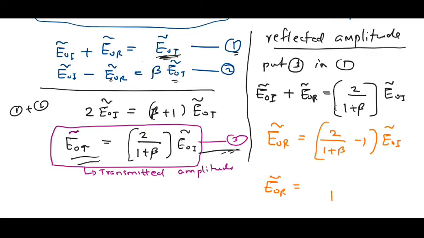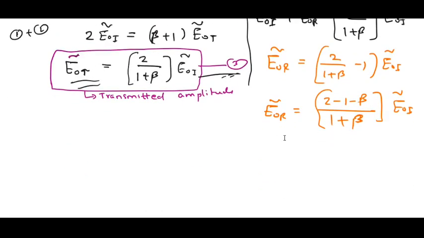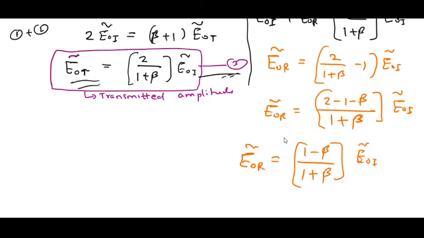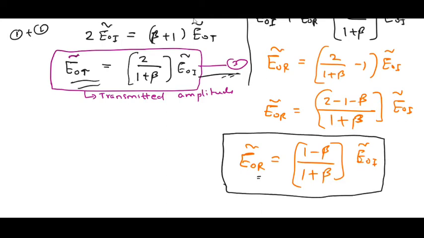E0r is equal to (1 plus beta minus 2) divided by (1 plus beta) into E0i. Then this E0r is equal to (1 minus beta) divided by (1 plus beta) into E0i, the complex amplitude. This is very clear: this is the expression for the complex amplitude of the reflected electric field in terms of the incident electric field. This is the reflected amplitude.